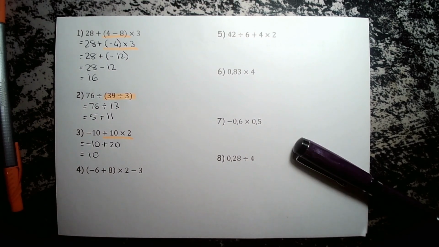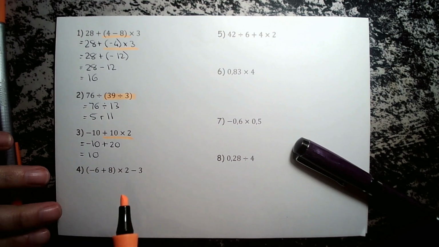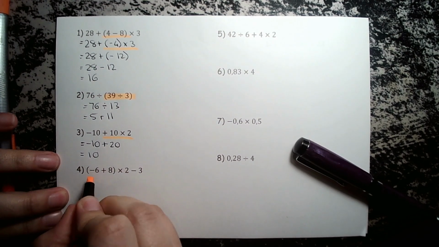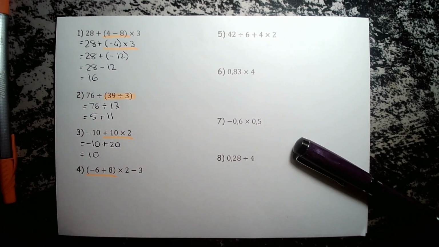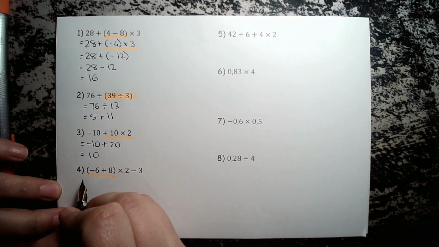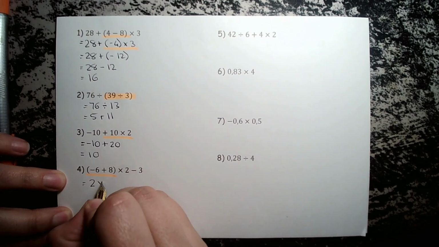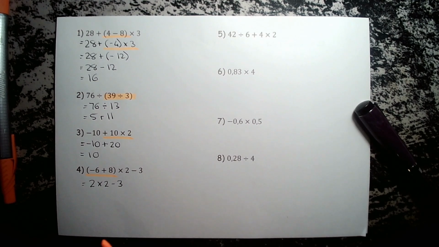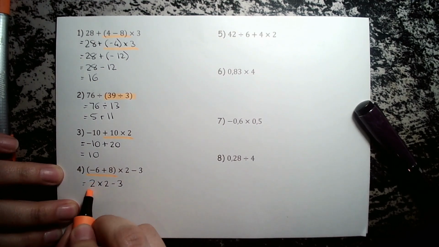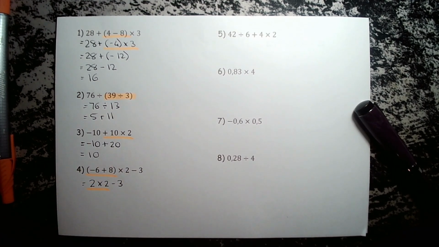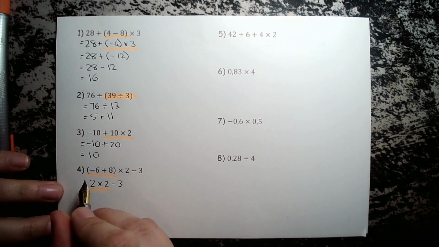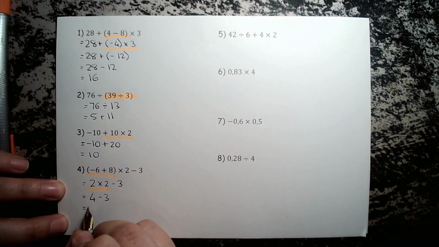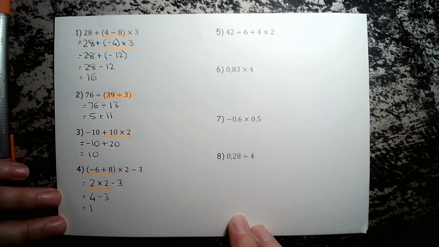Number 4, negative 6 plus 8 in a bracket, plus, multiply by 2 minus 3. So that is what we will do first. Negative 6 plus 8 is 2, 2 times 2 minus 3. 4 minus 3. And that means that we are left with 1 as our answer.